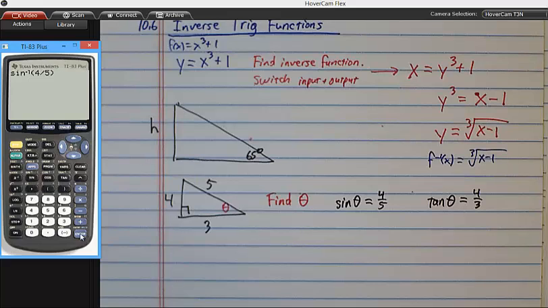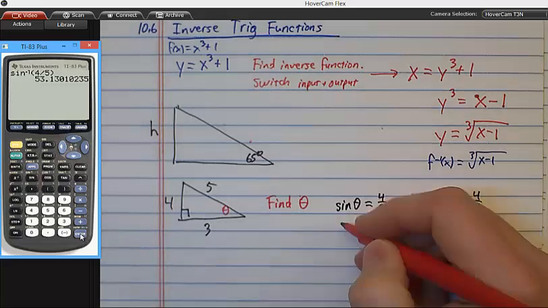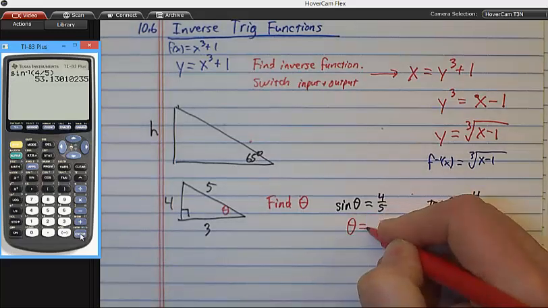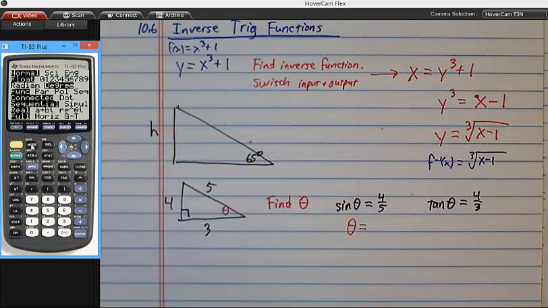Okay? Let's press enter. Well, it says that theta is 53 degrees. Oh, wait a minute. Or is that 53 radians? I better check what mode I'm in, right? Let's see. The mode I'm in is degrees. If you were in radians, it probably said something a little bit less than 1. Does that make sense? What was it? 0.92 radians. Okay. So if you didn't get the same thing, that's why.